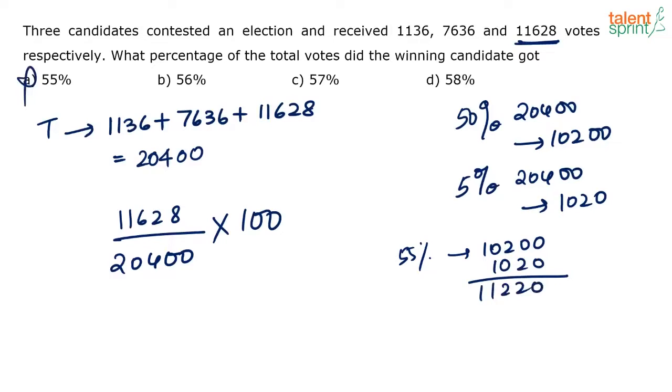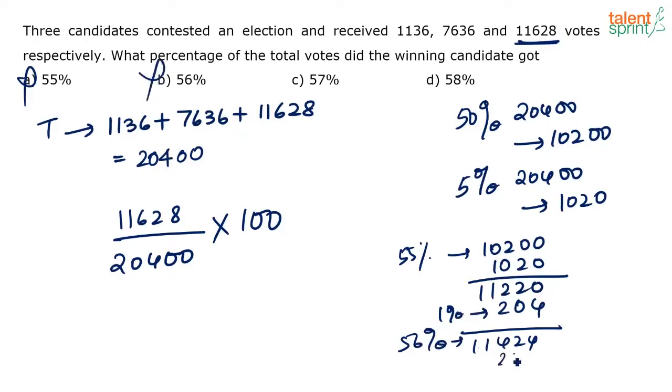Now what is 1% of 20400? It is nothing but 204. Okay, so again that will give us 11424. So this is 56%, correct? 55% plus 1%. So 56%. Again, that is not the answer that we are looking at. So what will 57% be? 11424 plus again another 204. Correct? That will give you 11628. That is the number that is given in the question. So this represents 57%. So your answer is option C.